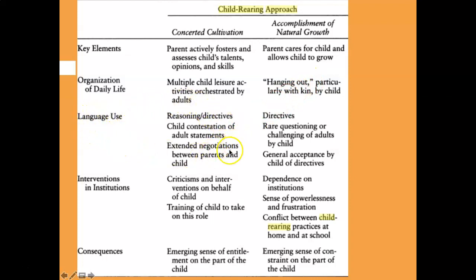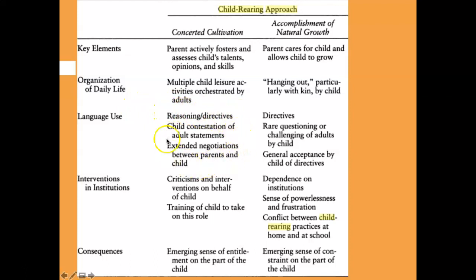Language use, and this is a really key difference, and we'll touch more upon this in a second. For accomplishment of natural growth, the basic idea is that parents give directives or orders. You do this, and then the kids are supposed to do it. So there's not a lot of opportunity for kids to question or give feedback to their parents or challenge what their parents are saying. It's kind of do what I say, go outside, go do the dishes, go make your bed, and then you're just expected to do that.